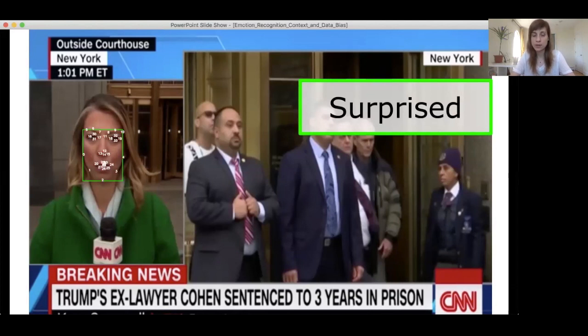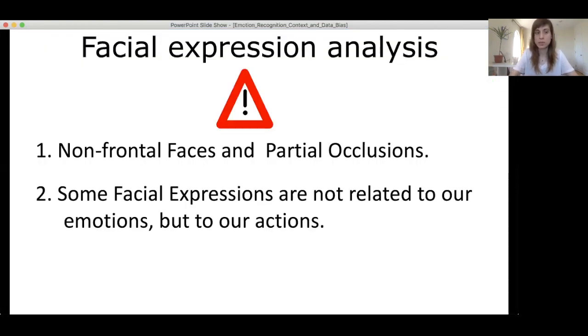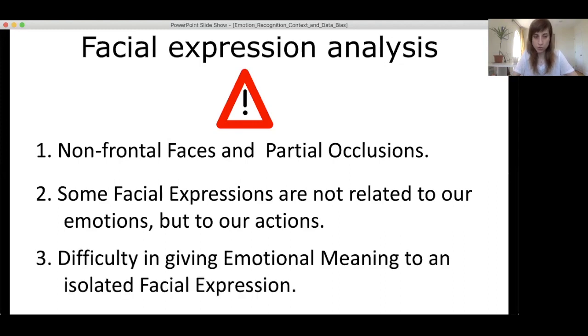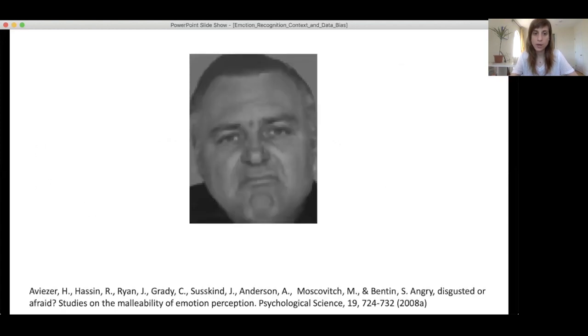But the reason why the mouth is open is not because this person is surprised, it's because this person is talking. So sometimes our face movements do not relate at all with our emotions, but with our actions. So this is what happens here, that the facial expression is not related to the emotions, but to the actions. And then there's another aspect that is even more challenging, which is the difficulty in giving an emotional meaning to an isolated facial expression. So let's see one example here.